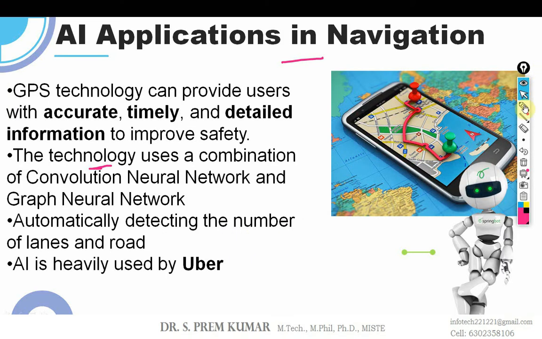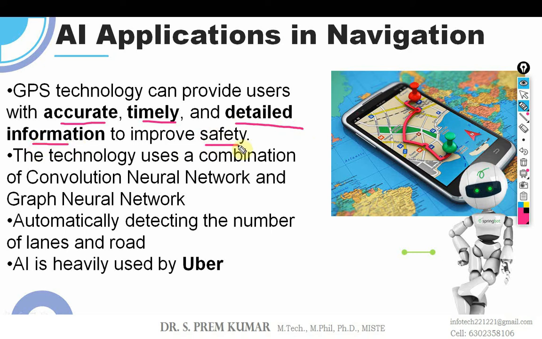And of course artificial intelligence is used for navigation. Now you are going with navigation. You are navigating from one place to another place. You are traveling. You are on a tour. And for all this you require navigation concepts, Google navigation concepts, with which you can navigate from one place to another place, for which the shortest route or the traffic-less routes are also suggested by artificial intelligence. The GPS technology can provide users with accurate, timely and detailed information to improve safety.